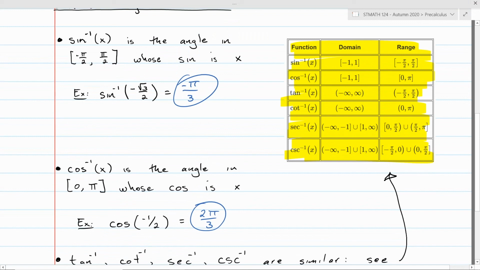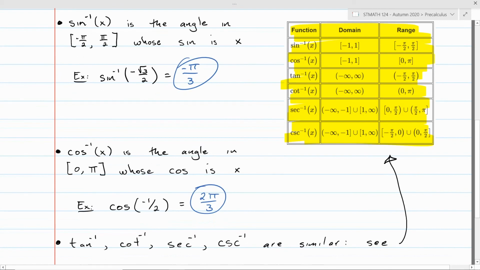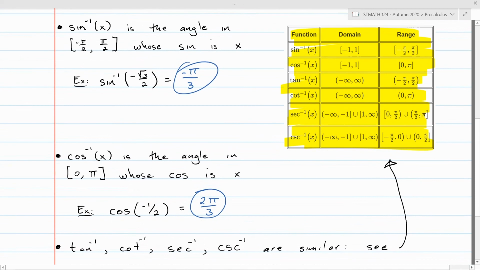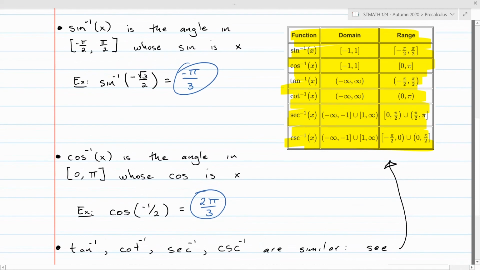So if you're going to take the tangent inverse of something, the answer that you're going to get has to be between negative pi over 2 and positive pi over 2. If you're going to do the cotangent inverse of some number, the answer that you get is going to be between 0 and pi. You need to understand the domain and range business in order to make sense of even when you're using a calculator, because those calculators are programmed to do exactly the same sort of thing.